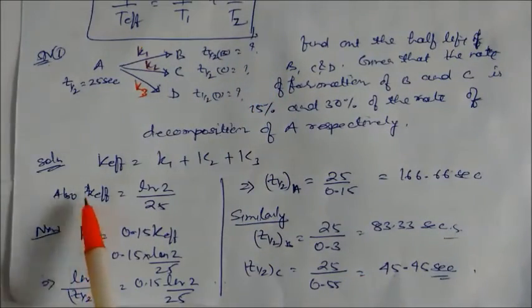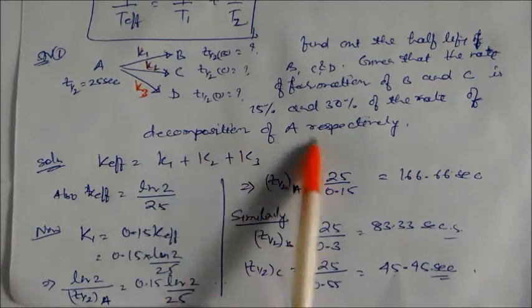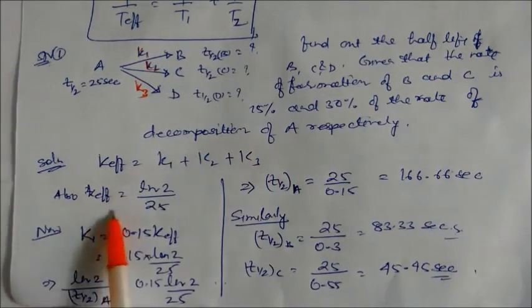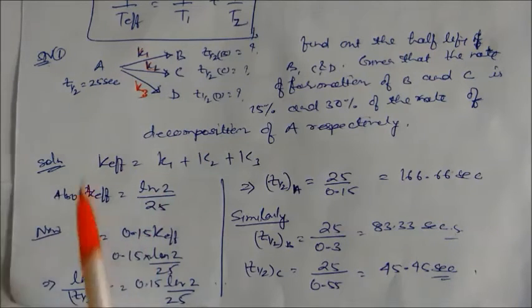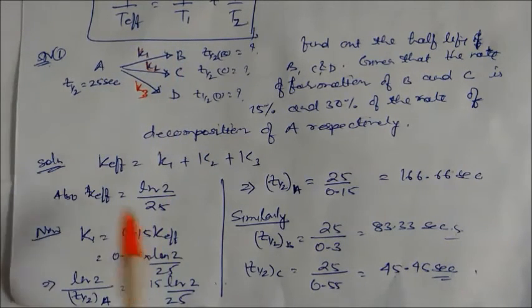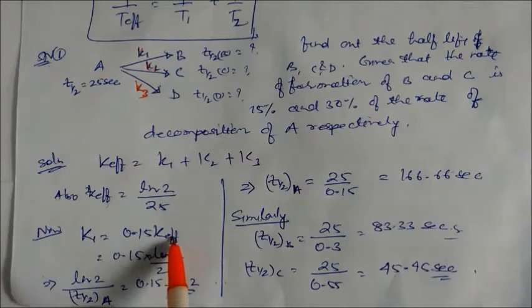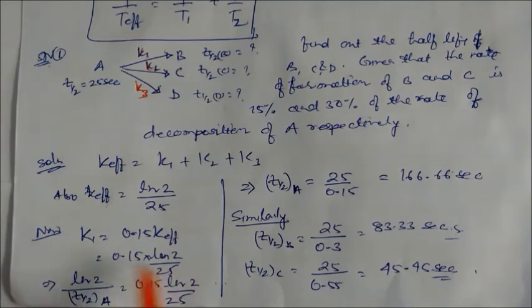So K effective will be how much? K effective is nothing but the sum of the rate constants of the 3 paths. So K effective will be log 2 by 25 because the half life of A is 25 seconds. So we will get the K effective value. So K1 is nothing but 0.15 of K effective. So from this we will get the value of K1. Similarly we can get the value of K2. Log 2 by T half will be 0.15 into log 2 by 25. So use the K value, substitute this value, and you will get the half life.